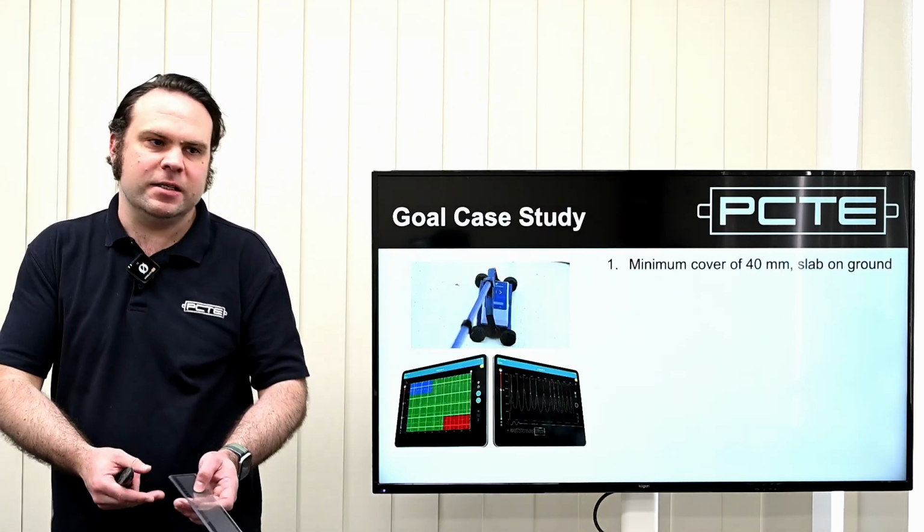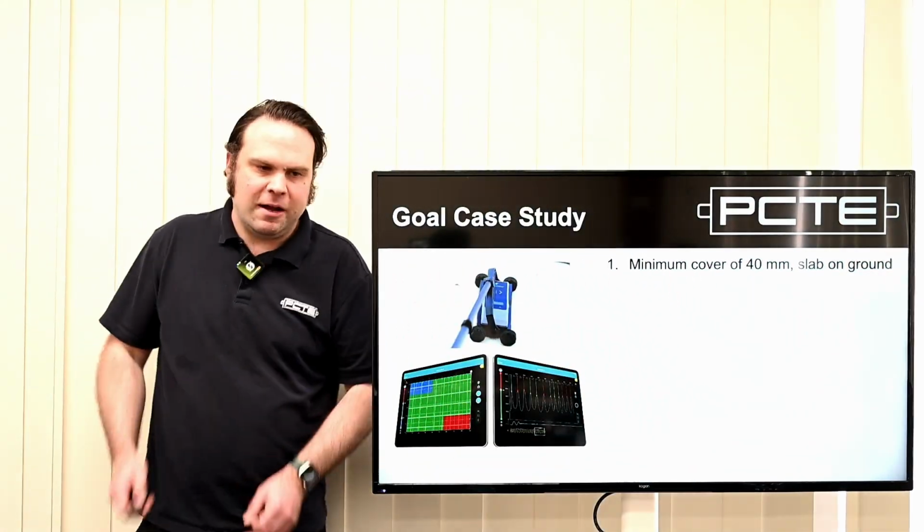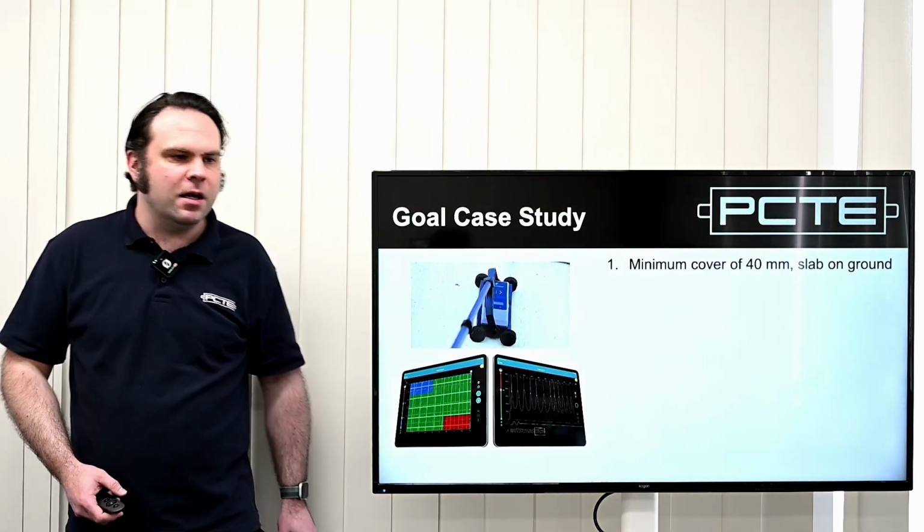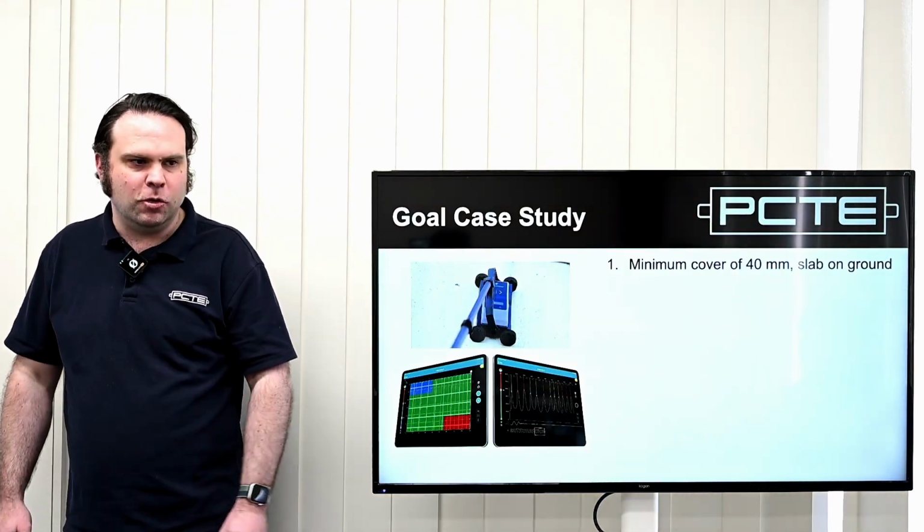So a couple of case studies. We'll start in the left corner of the room and go around. If we've got a minimum cover value of 40 millimeters, it's a slab on ground. Do we need anything particularly special in terms of the cover meter? Or can we use something simple?